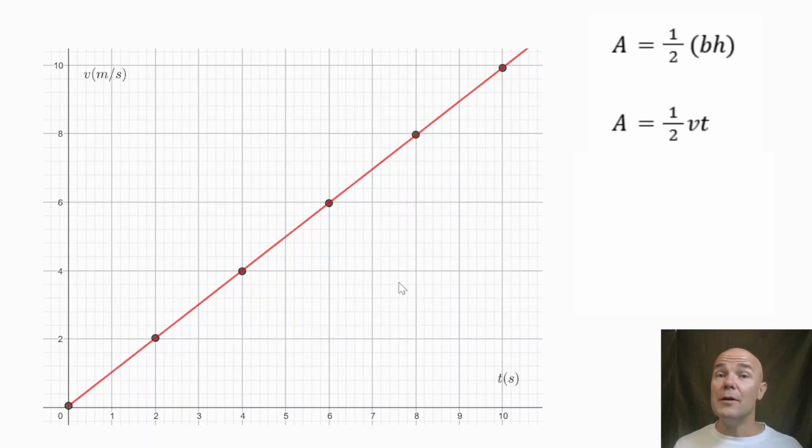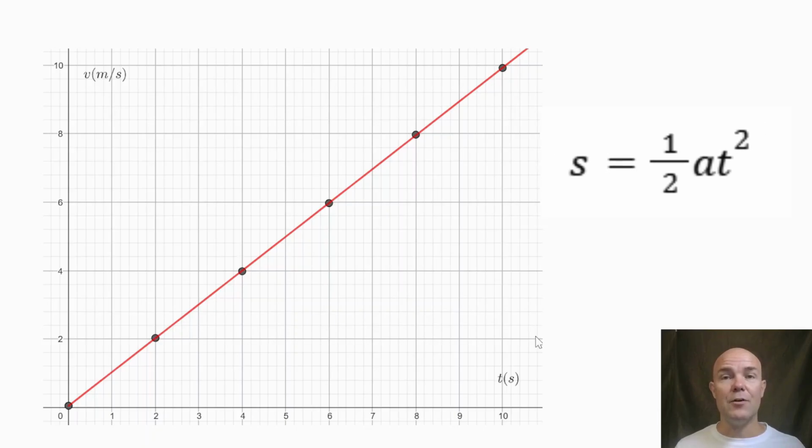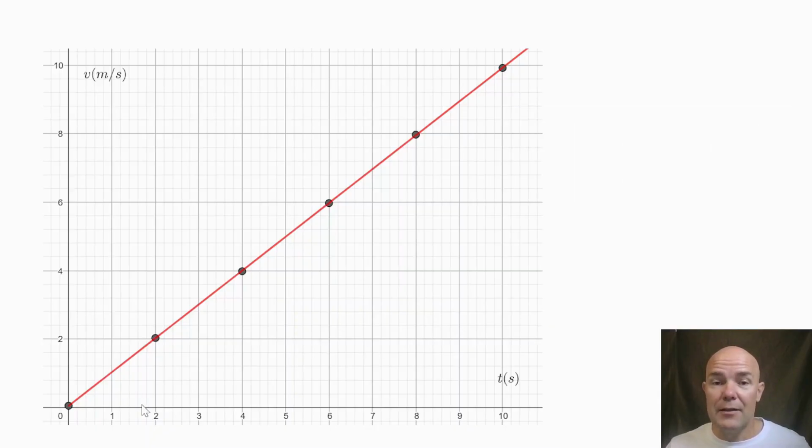Now, if I change velocity, knowing that we have uniform acceleration, to be a times t, our area calculation becomes half times a t squared. And again, that's a formula you can find in the formula booklet or data booklet, and that's the distance calculation in uniform acceleration motion, half times a t squared. So by finding the physical area underneath the graph on a velocity time graph, we will get the change in displacement.